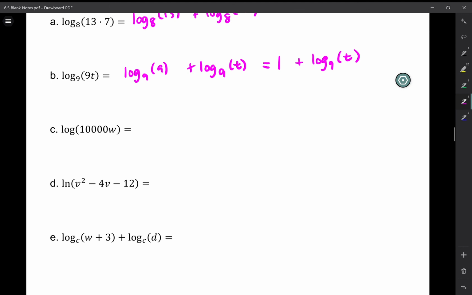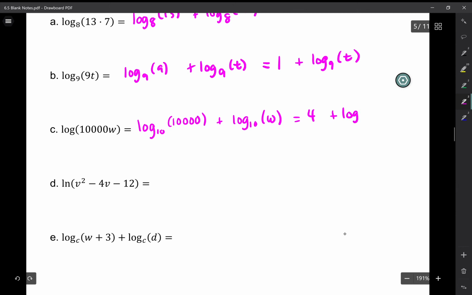All right, let's go over C. We have a product of 10,000 times w. Sorry, that's my dog shaking his collar in the background. Log base 10 of 10,000, 1, 2, 3, 4, plus log base 10 of w. Well, what power do you raise 10 to to get 10,000? And the answer is 4, plus log base 10 of w. So we can just write it as 4 plus log w.